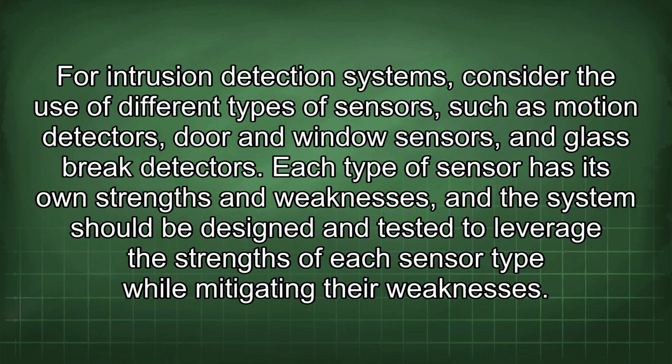For intrusion detection systems, consider the use of different types of sensors, such as motion detectors, door and window sensors, and glass break detectors. Each type of sensor has its own strengths and weaknesses, and the system should be designed and tested to leverage the strengths of each sensor type while mitigating their weaknesses.